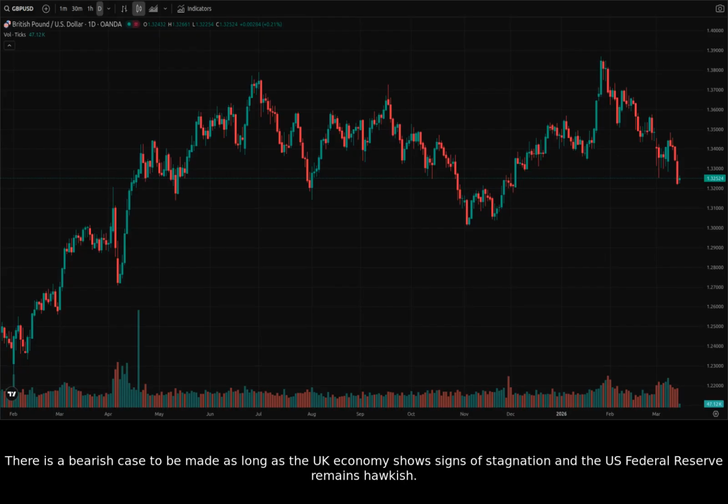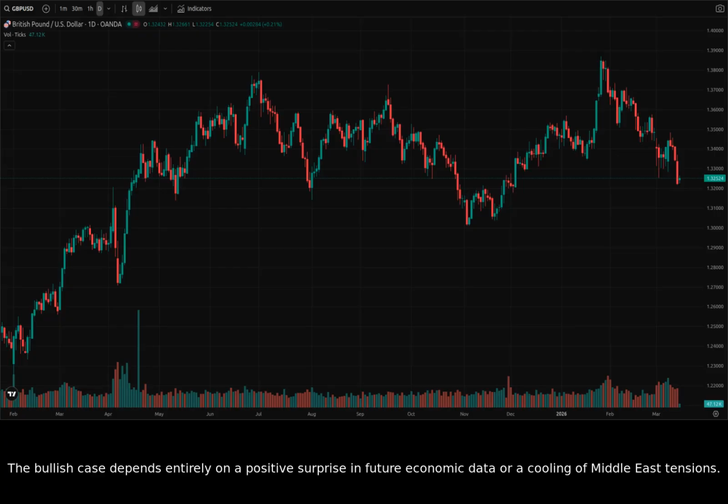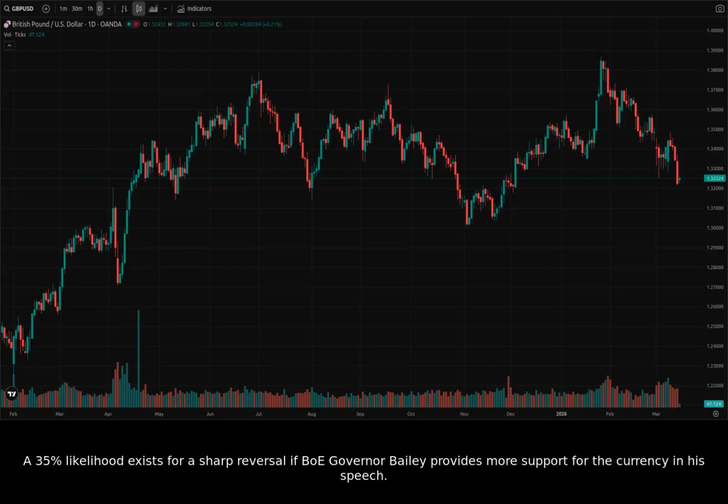There is a bearish case to be made as long as the UK economy shows signs of stagnation and the US Federal Reserve remains hawkish. The bullish case depends entirely on a positive surprise in future economic data or a cooling of Middle East tensions. Statistically, I'd say there's a 65% chance of further testing the 1.3200 floor this week before any meaningful recovery. A 35% likelihood exists for a sharp reversal if Governor Bailey provides more support for the currency in his speech.